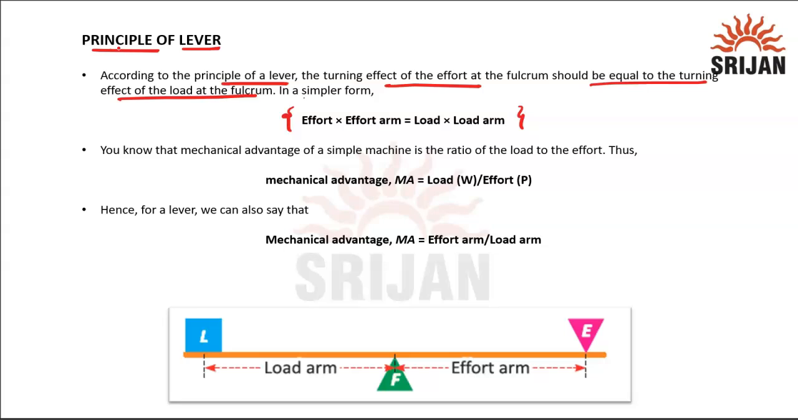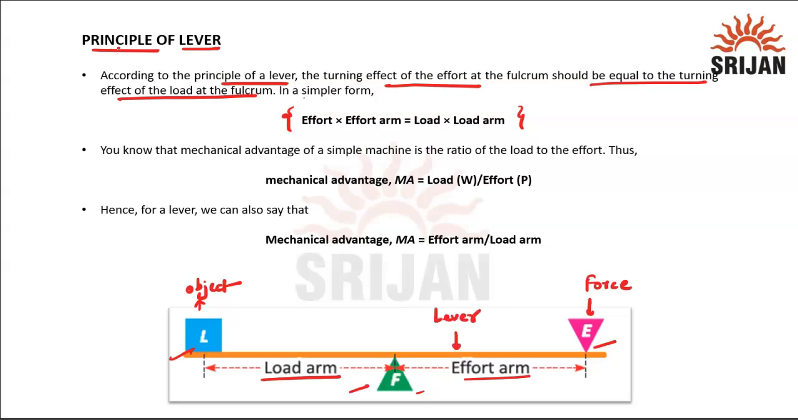So what are the effort, effort arm, load and load arm? Effort is the force that we are applying onto the lever. Load is the object moving because of the force that we are applying. So the work done by the lever is seen in how the object is moving. The distance between the load and the fulcrum is the load arm. The distance between the effort and the fulcrum is the effort arm. And this whole rod is your lever.